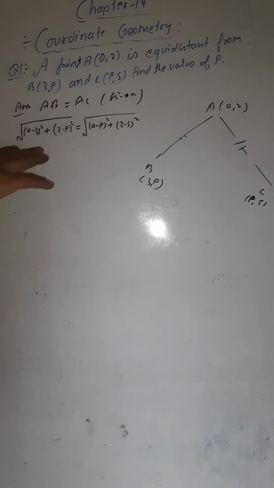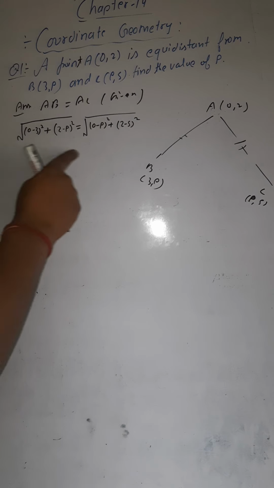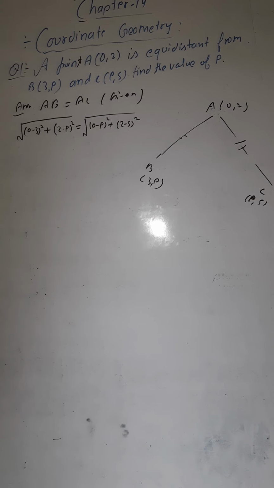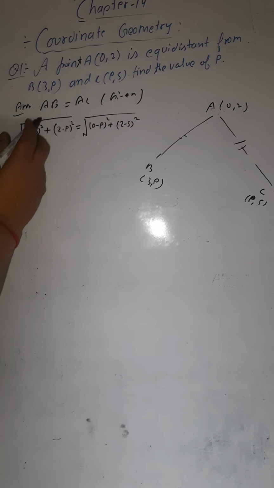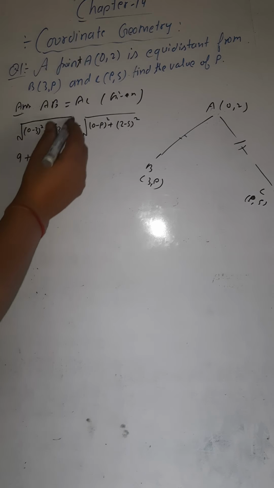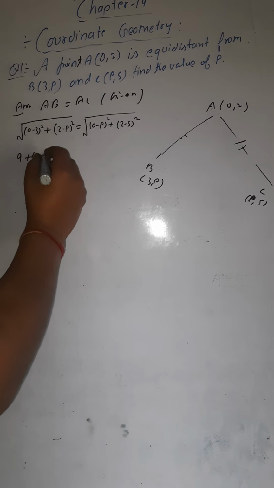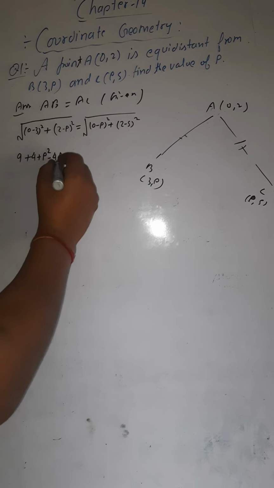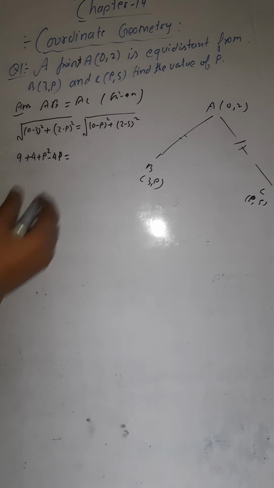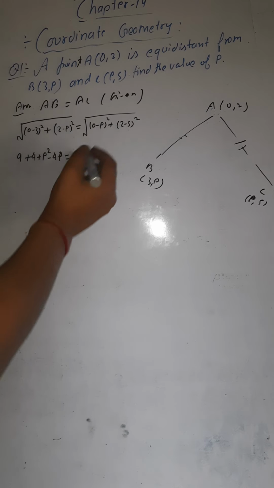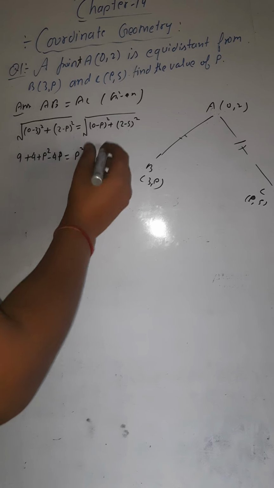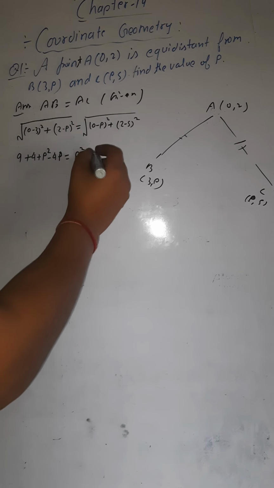Now what will I do? I will square both sides. If I write here squaring both the sides, the square roots of both sides will be removed. So I can write here 0 minus 3 is minus 3, square of minus 3 is 9, plus here (a minus b) whole square, a square plus b square minus 2ab, means 4p, will be equal to, square root has been removed because I have written squaring both sides. Here also 0 minus p is minus p, minus p square is plus p square, plus 2 minus 5 is minus 3, minus 3 square is plus 9.